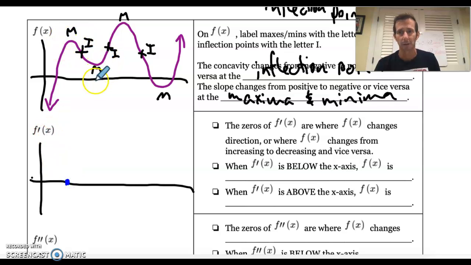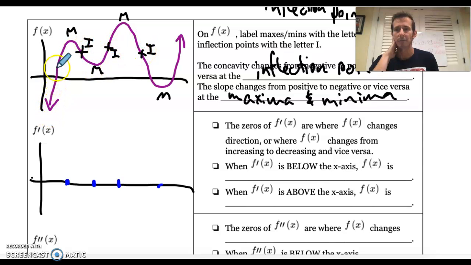It's a flat line. So here's another one. I'm going to come down and put a 0. This is another one. I'm going to come down and put a 0. And I'm going to come down and put a 0 here. So I have 4 maxima and minima, and so I have 4 x-intercepts on my derivative. And now my inflection points are going to come into play in a minute.